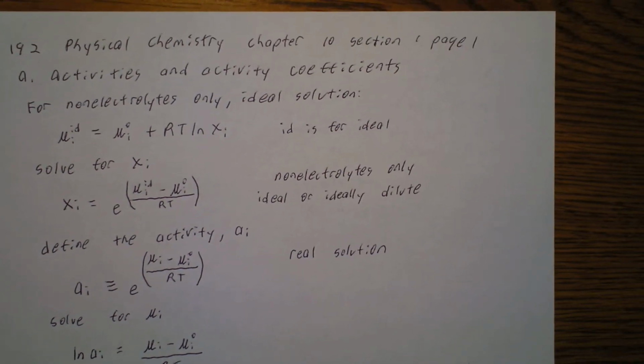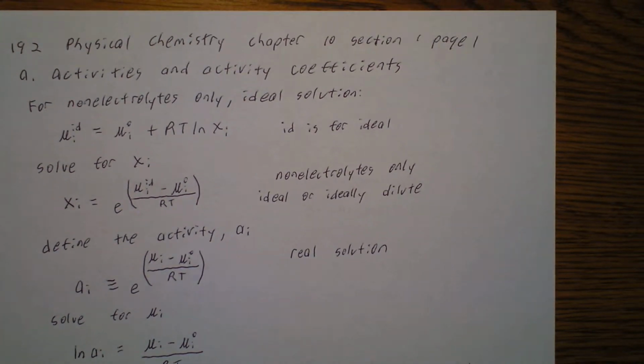Continuing on physical chemistry, we are starting chapter 10 now. We are in section 1. We're going to talk about activities and activity coefficients.